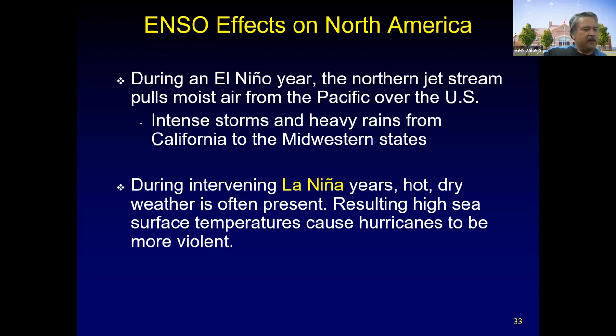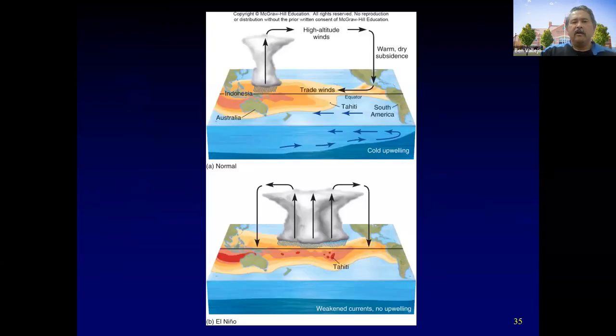And so the effects of La Nina years between El Ninos might be an increase in hurricanes and such. As you can see, the surface temperatures of the ocean might cause hurricanes to be even more violent than they are. And here's a diagram that shows it.